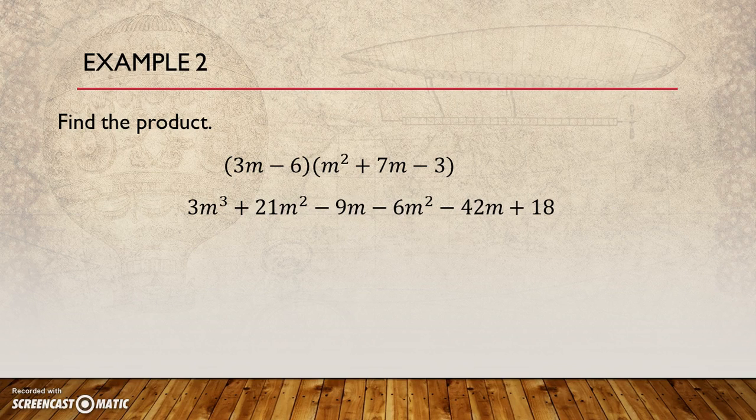Now that we have distributed completely, we're going to simplify by combining like terms. We only have one m cubed, so that just remains 3m cubed. We have 2 m squareds, that's 21 and negative 6. All right, we're going to combine those. And we're going to combine the negative 9m and negative 42m. There's only one 18, so that stays 18. And we get 3m cubed plus 15m squared minus 51m plus 18. Okay, and that's our answer there, since we can't simplify any further.